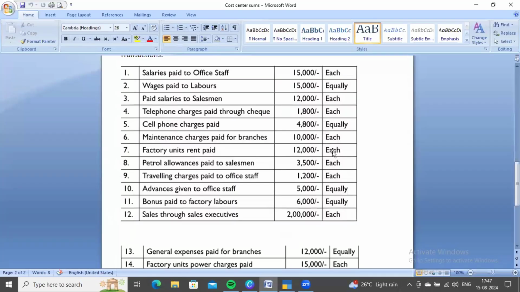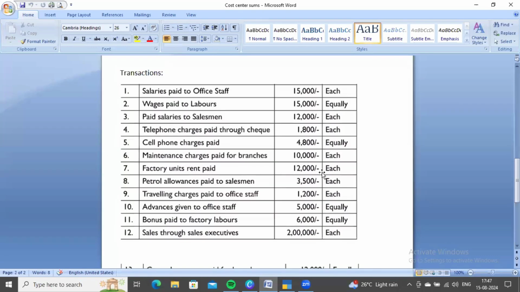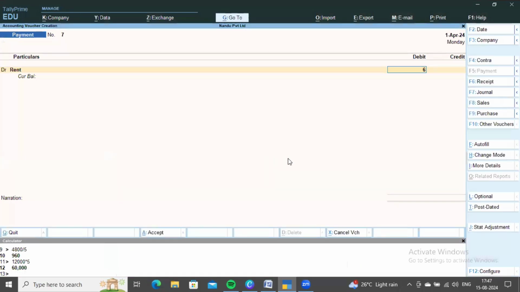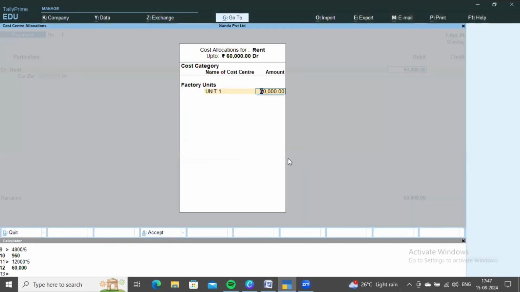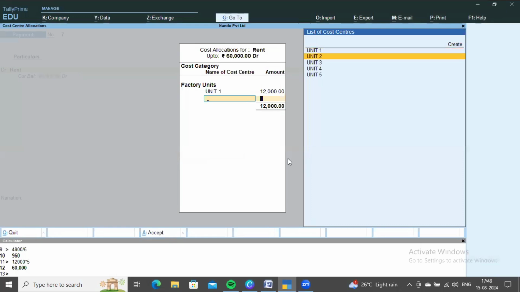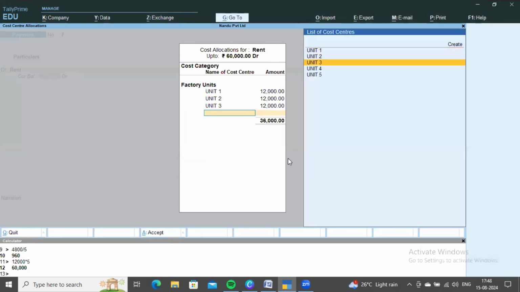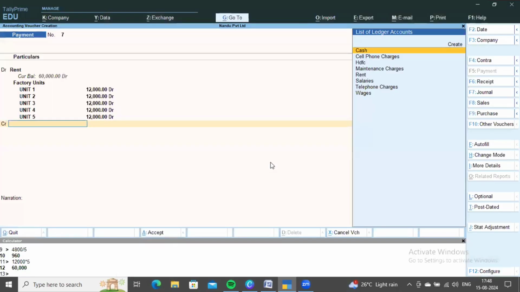How much? 12,000 each. So how many cost centers are there under factory category? 5. 5 units are there under factory category. So go to calculator, 12,000 into 5. How much? 60,000. Give 60,000 here. In that select factory units. Each unit assign 12,000 rupees. Then press Ctrl A to save it. Yes, it is also cash payment.